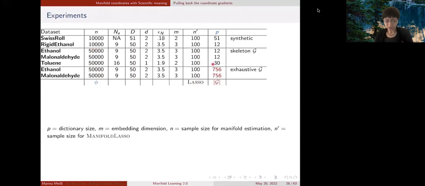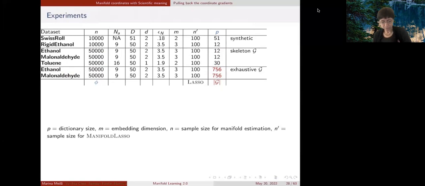What is interesting is the size of the dictionary that I denote by P. We had small dictionaries when we choose 2 out of 12, or 2 out of 30 for toluene, which is a larger molecule but simpler. But we also used extensive dictionaries that take all the possible torsions in the molecule. Even in simple molecules like ethanol and malonaldehyde, the number of possible torsions is combinatorially large. It actually grows like n to the 4th, where n is the number of atoms. And so the last examples are group lasso with dictionaries of size in the hundreds.